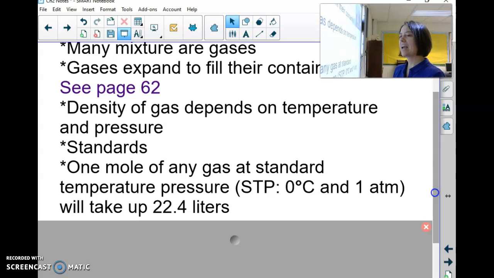1 mole of any gas at standard temperature and pressure, which we abbreviate STP, is 0 degrees Celsius and 1 atm. And the volume of any mole of gas at that pressure and temperature will be 22.4 liters. Doesn't matter which gas it is.